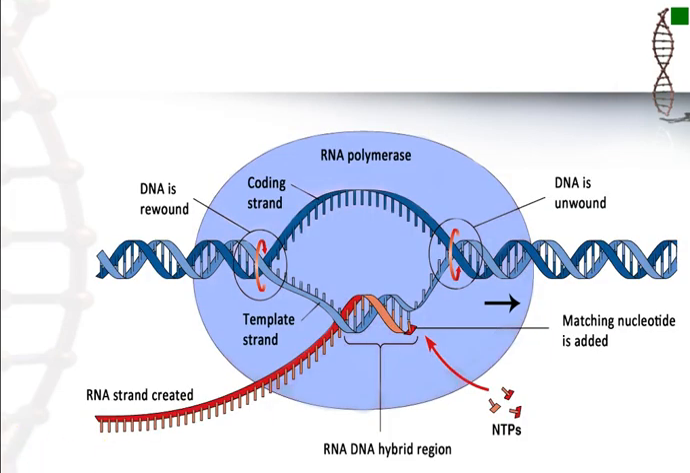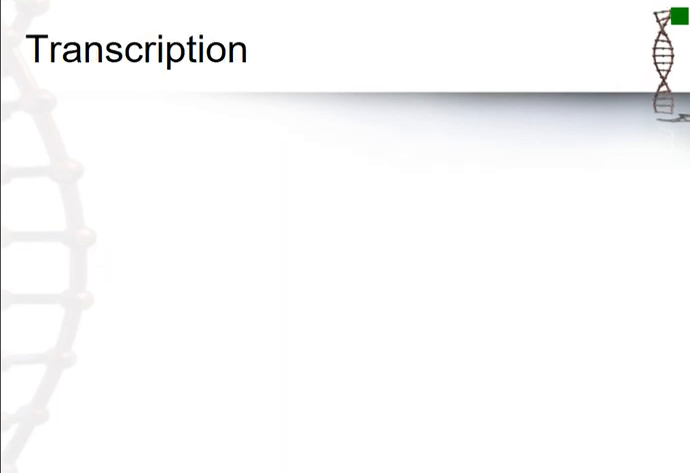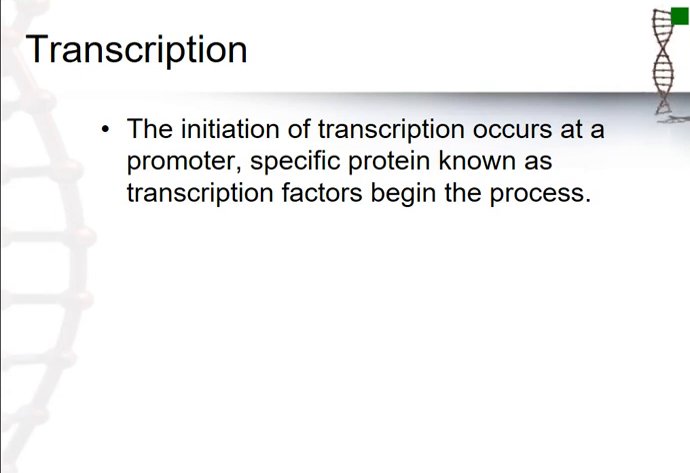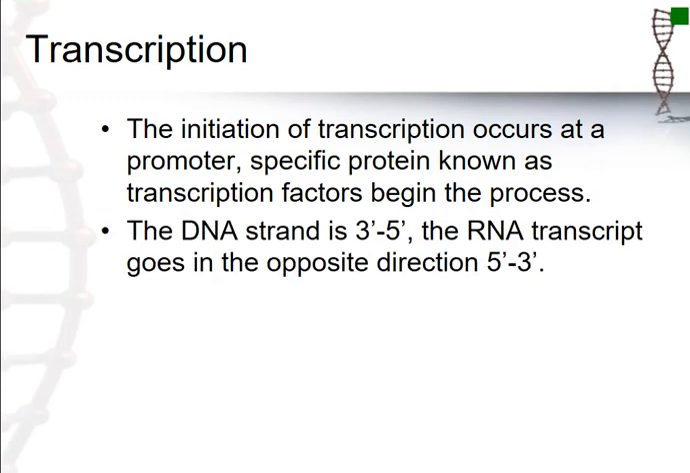Here is a process of transcription where we open up the DNA and we make a copy of RNA. And that goes out of the nucleus and is used as a template to make a protein. So the initiation of transcription occurs at a promoter region. A specific protein known as a transcription factor starts the process.